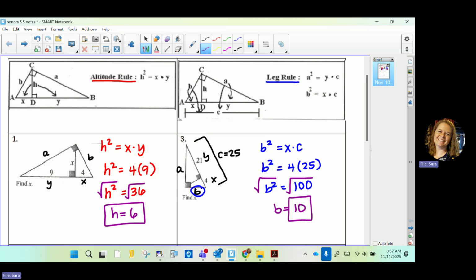Can't use the altitude rule. Why can't you use the altitude rule? On this one, the altitude rule, you would have to know the height unless you're looking for the height. And I don't know that height, that altitude. Okay. So it kind of depends if you're given the height versus a leg, or if you're looking for the height versus a leg.